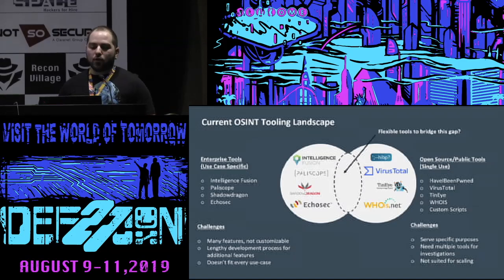Then on the left here, we have our enterprise tools. These are more full-fledged platforms. They have use case-specific criteria, things like searching the dark web for stuff. They're refined to meet certain business needs. And these are great for specific use cases. But what if I'm an organization who has a very weird OSINT use case? How do I handle that? Do I go write my own tools every time? Or is there something out there that I can leverage to do what I want?